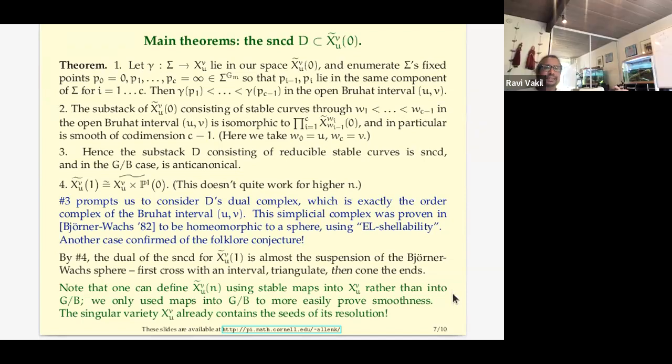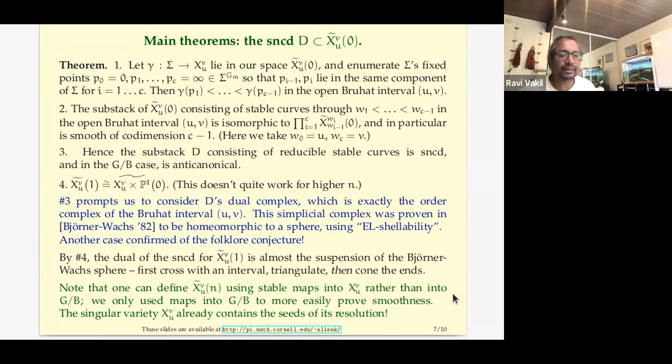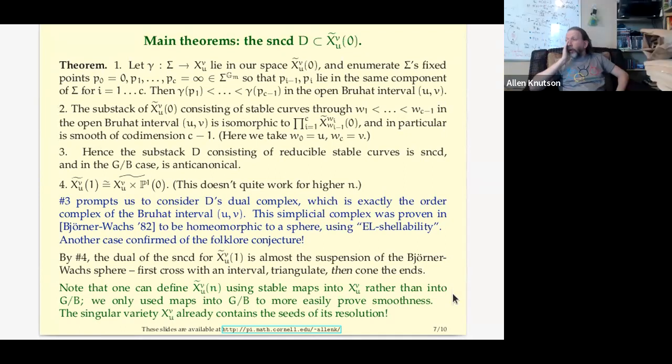Should I be sad that where you're getting the sphere from is a purely combinatorial thing and not from some geometric reason? From the folklore conjecture, I most want some geometric reason to see why there's a sphere. But I have no idea what that would look like. So I'm not actually sad yet. No, I think you can be sad. Go ahead. I mean, what they do in Kollár and Xu is prove this homology sphere statement.